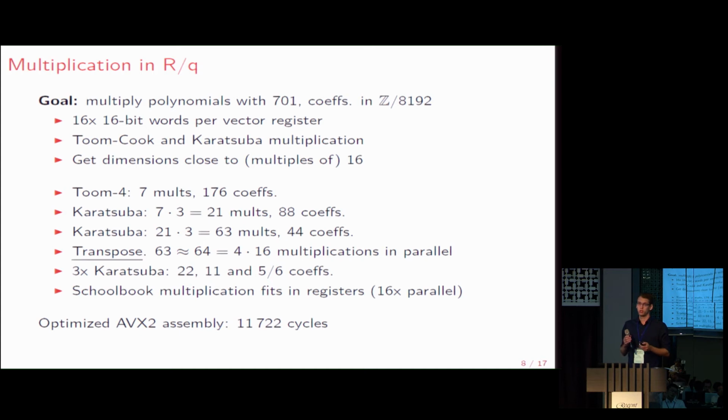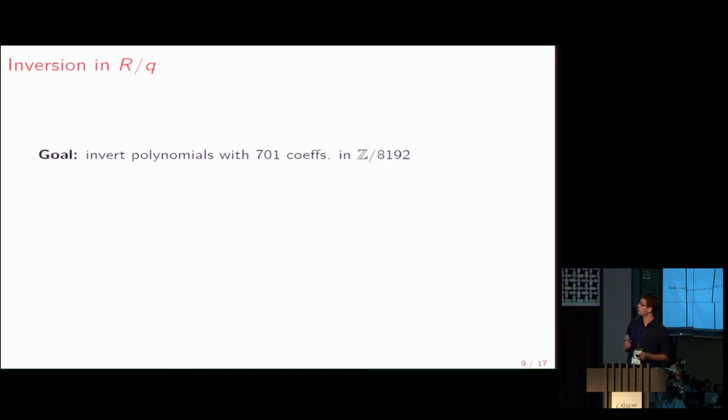This multiplication is one of the crucial parts in your encryption routine. So to get this fast, this is very crucial to get a fast encryption. So that's one part of the building blocks. Next, inversion. And inversion is a bit more tricky. You'll see in a bit. But the context is the same now.